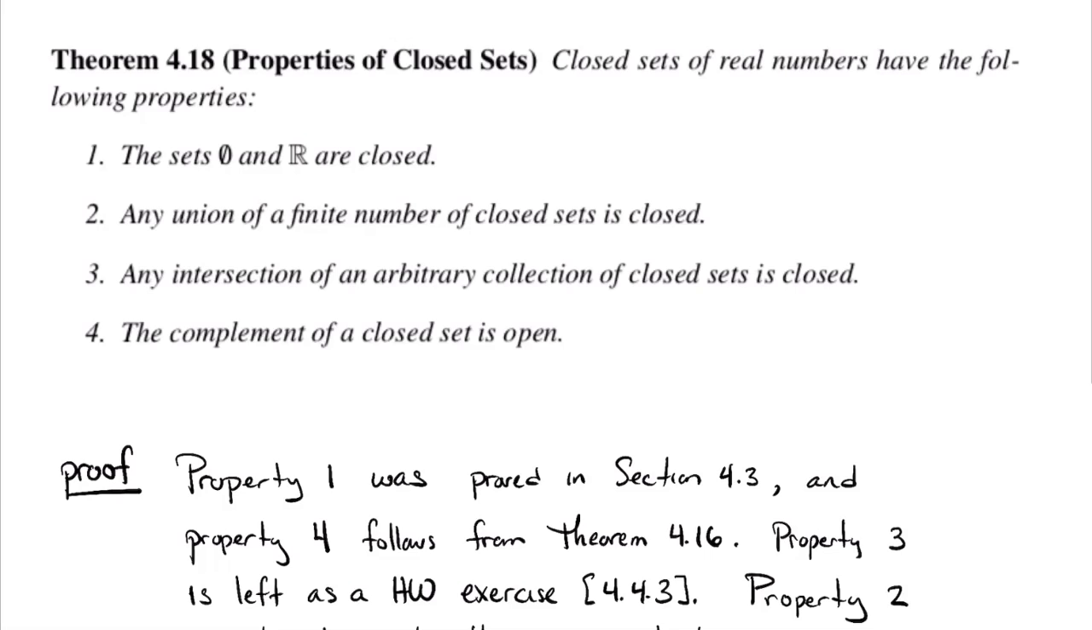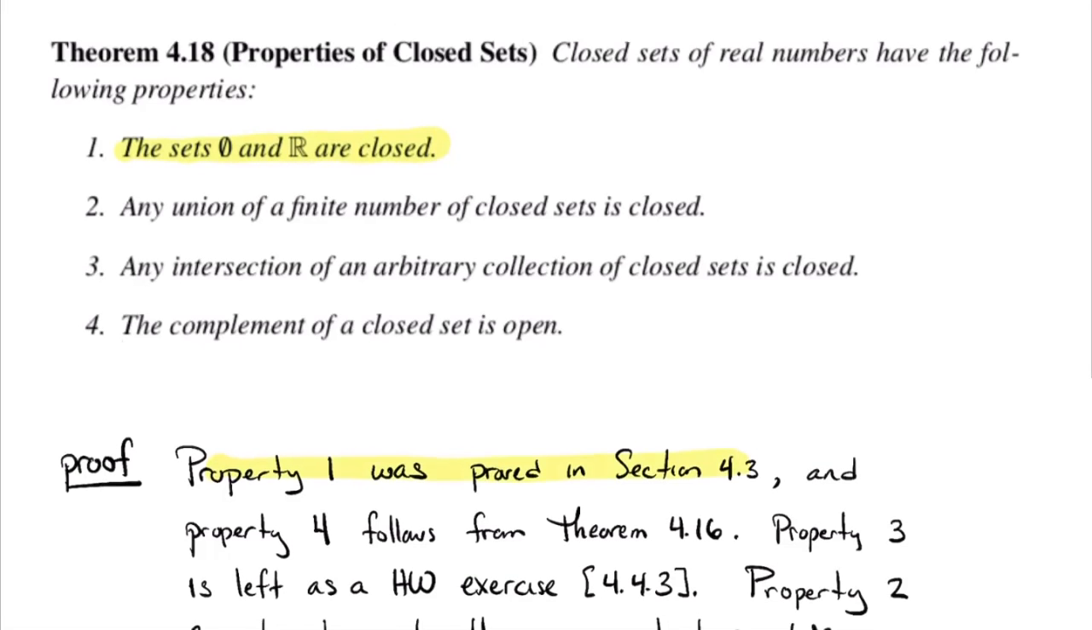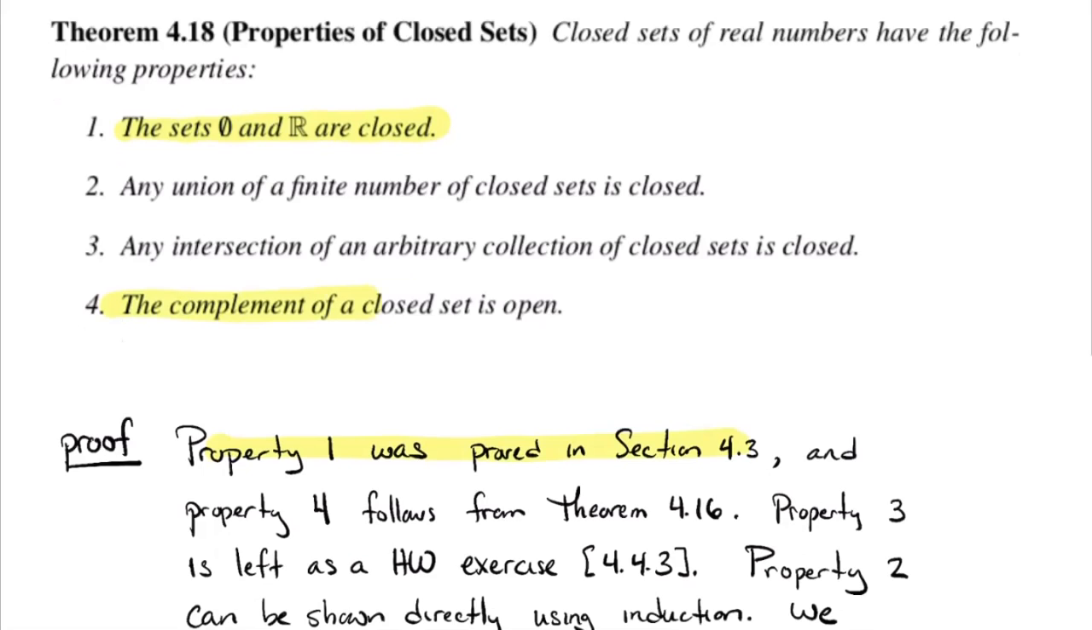So here, again, we've proved some of these things. I'm going to leave some to exercises, but let's just rip them off in order this time. That the empty set and the whole line are closed. We proved that in section 4.3. Actually, I'm changing my mind. I'm going to do them out of order. The complement of a closed set is open. That was from the opening theorem, 4.16.